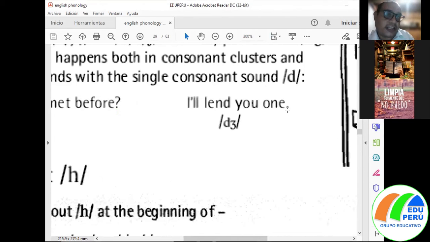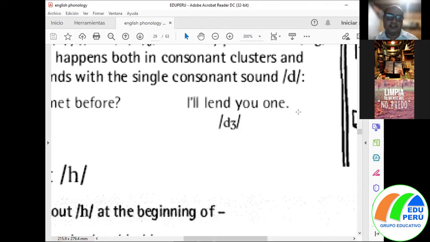You want to sound more like a native, so you join these two sounds and produce a third one. "I lend you one." Notice that you're going to produce a third sound.